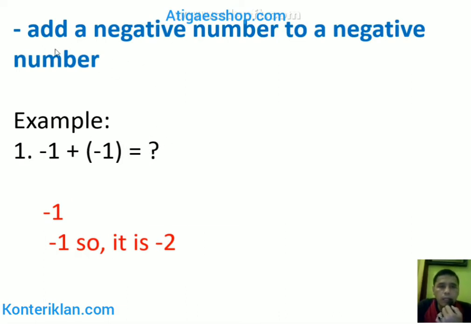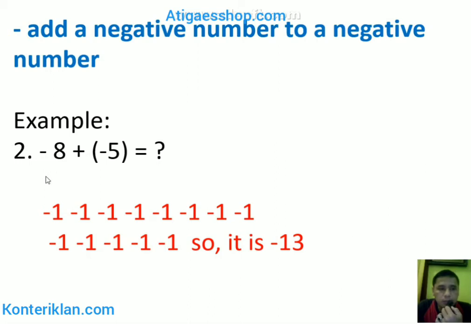Next topic is add a negative number to a negative number. Example: negative 1 plus negative 1 equals what? Since this one is negative, we put negative 1 one time, plus this one is negative 1, so we put another negative 1. So negative 1 plus negative 1 is negative 2, because all of them are negative. Again, negative 1 plus negative 1 equals negative 2.